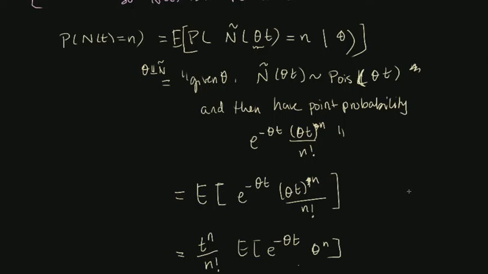In the next exercise, we will look at what happens when we assume that theta is gamma distributed. And we will conclude that in that case, N(t) will become negative binomially distributed. So that will be a very interesting case, and we'll look at that in the next video.